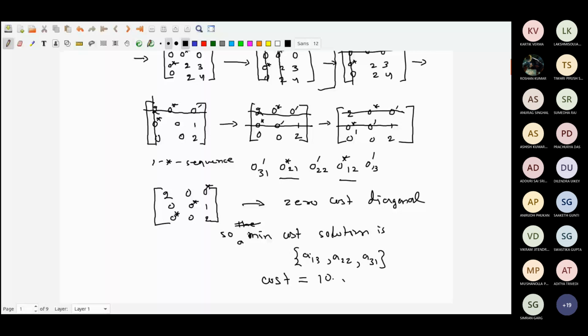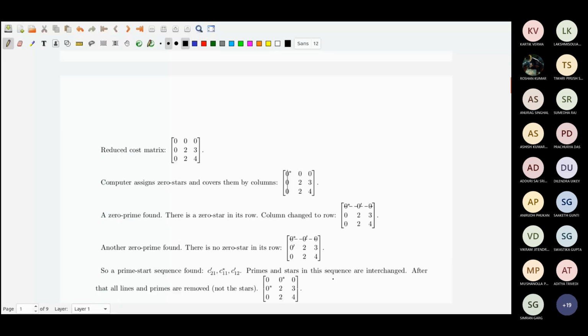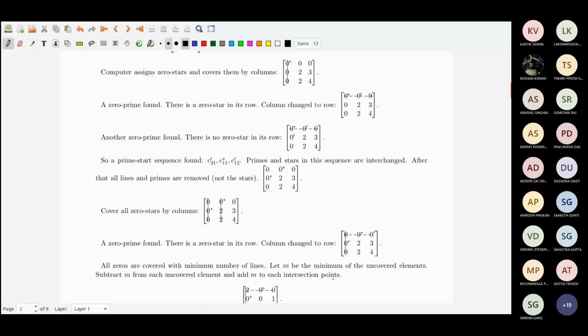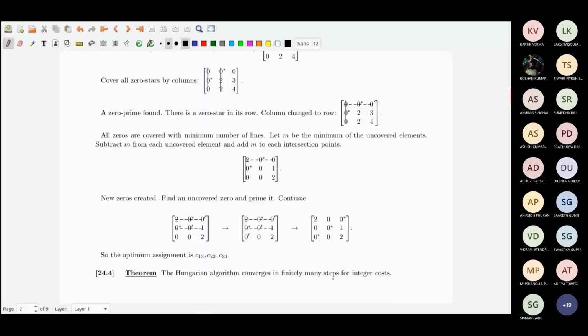So this is what I have described here one by one. Sometimes you may find more than one solution. For example, you could have also used A21 and A32. That is also something you could have taken, and there also you would have got the same value.